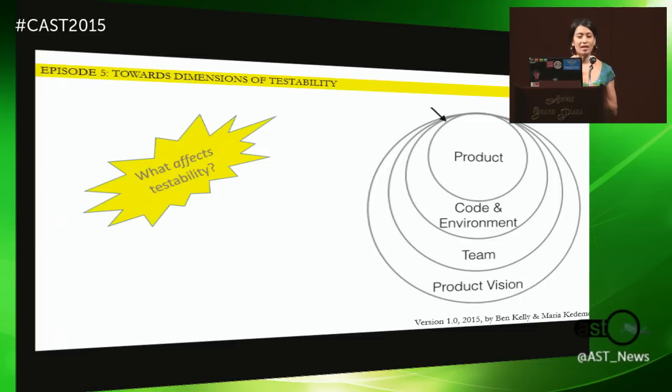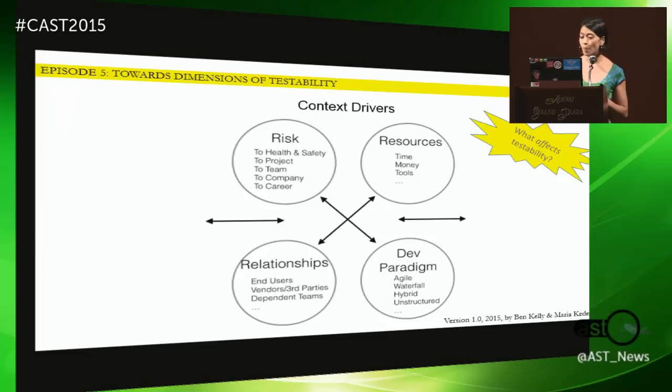The second one is product. And this one is the one we've discussed, but we don't agree completely on this part. For example, we have team as a part of the product. This is something that we do not really agree upon yet. So the discussion is whether this is part of the product diagram or if it's part of the context drivers.